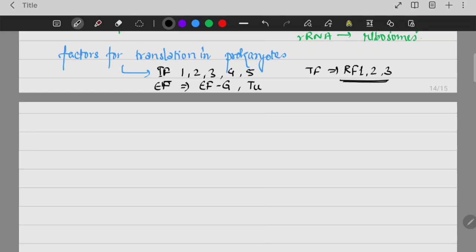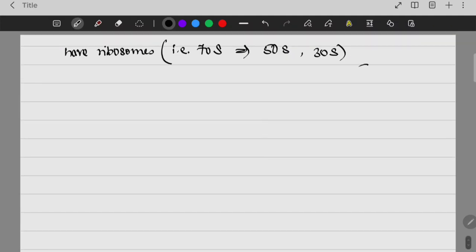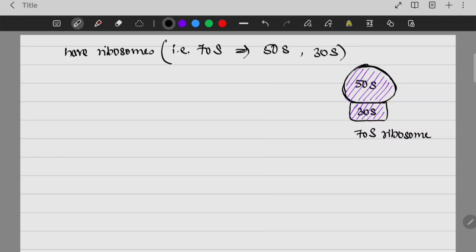Now the prokaryotes have ribosomes that are 70S. The 70S has two subunits, one is the 50S and the smaller one is the 30S. If I make a diagram here, the units will be something like this. This one is the larger subunit, that is 50S. This one is the smaller one, that is 30S. Together, when they are bound with each other, they form the 70S ribosome. Understood?